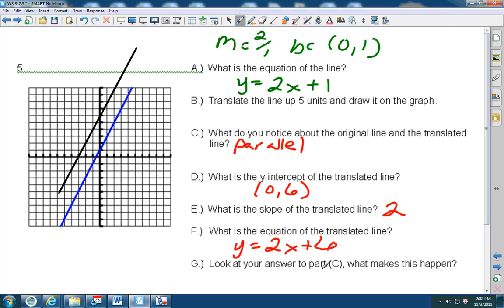Now it says, look at your answer in part C. What makes this happen? Well, what makes them parallel is that they have the same slope. So really, to graph it, all you would have done is go to this y-intercept, go up 1, 2, 3, 4, 5, and use the same slope, up 2 over 1, up 2 over 1.